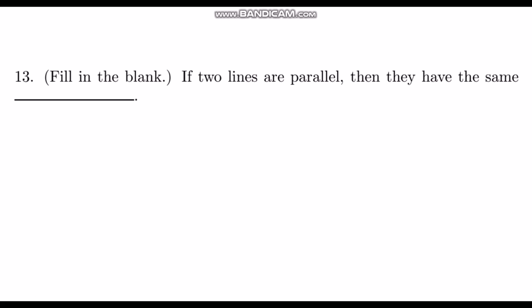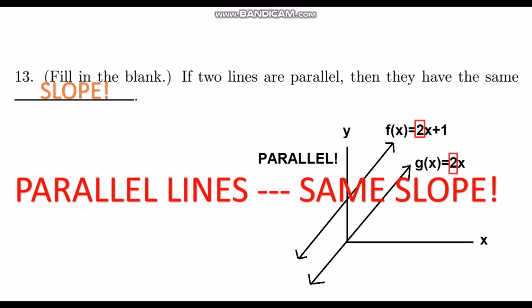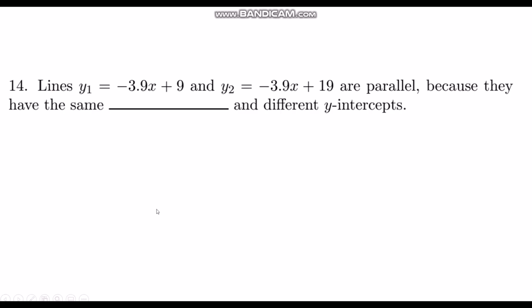Fill in the blank. If two lines are parallel, they have the same slope. Parallel lines have same slope. Same slope means lines are parallel. I mean, technically different intercepts, but look at these lines right here. These lines look parallel. This line is g of x is equal to 2x. This one function right here is that just shifted up 1. So we see that these lines have the same slope. They're also parallel, okay? Parallel lines, same slope.